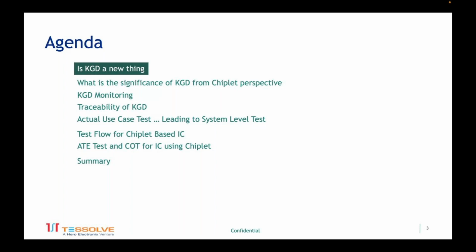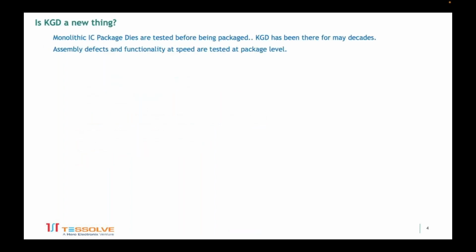Let's go into the first topic in the agenda. Here, basically in a monolithic IC package, dies are tested before being packed, keeping the perspective that the package cost is expensive, so we want to make sure that the die we put in a package has been tested. This has been followed for many decades.